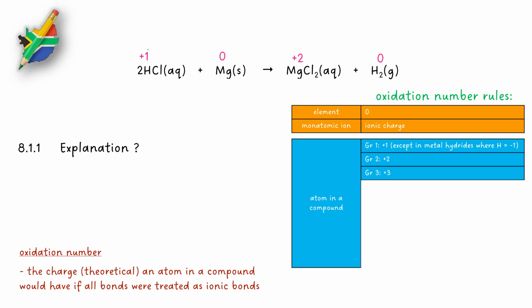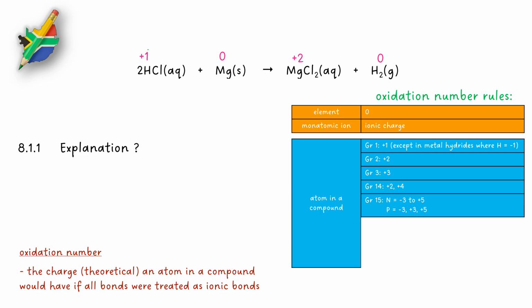Group 3 elements are +3. Group 14 elements can be +2 or +4. Group 15 elements have different oxidation numbers, but we have no group 15 elements here. Oxygen in group 16 always has -2 as its oxidation number, except in peroxides. Sulfur can have different oxidation numbers.